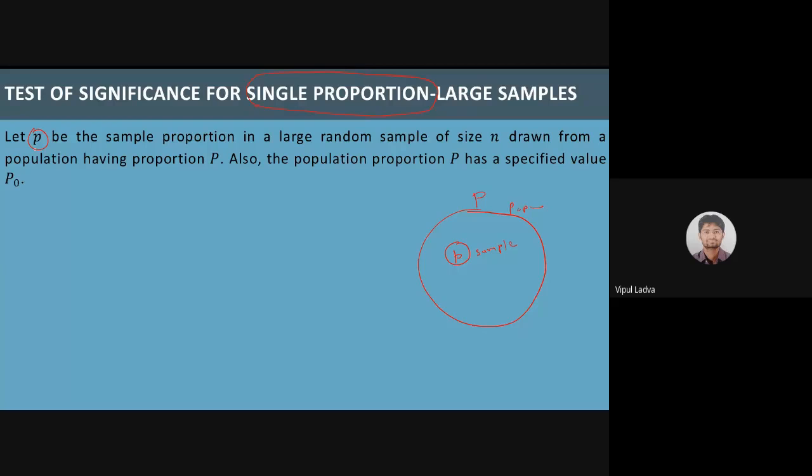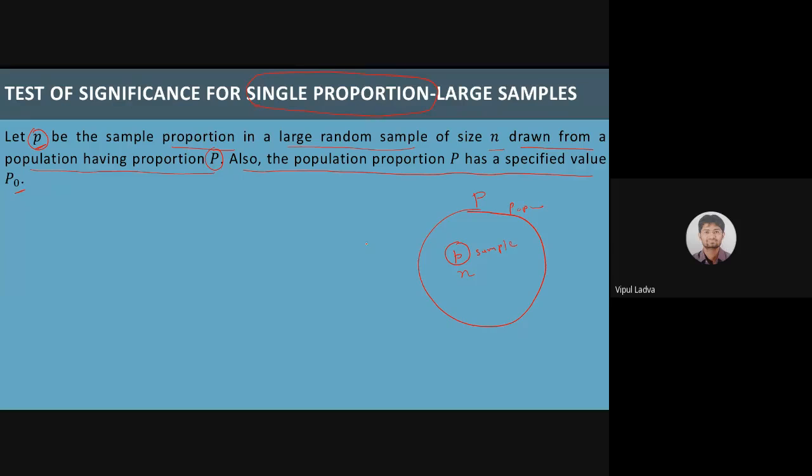Okay, so let small p be the sample proportion in a large random sample of size n, drawn from a population having proportion capital P. The population proportion has some specific value, which would have been stated, like in the last example where the average weight of a student of MU University was 55 kg. That was data related to the mean.